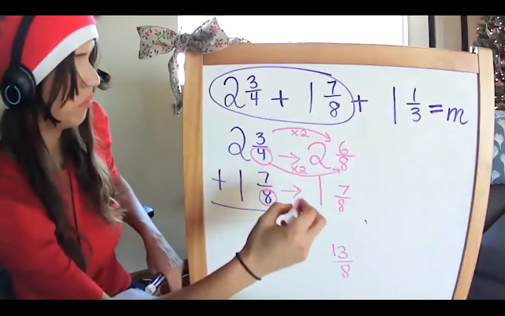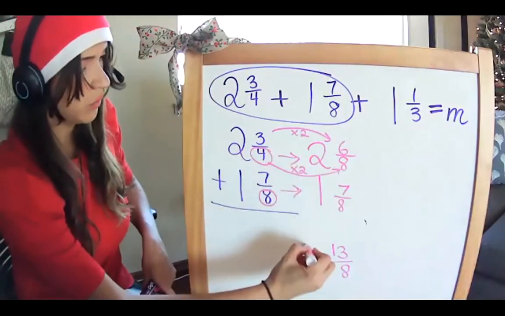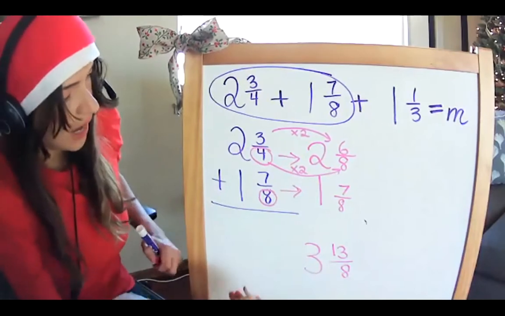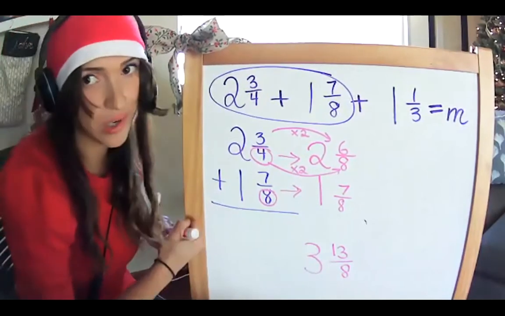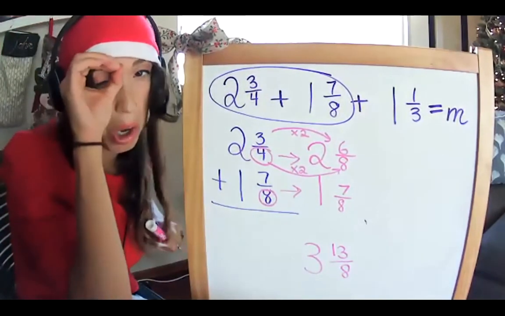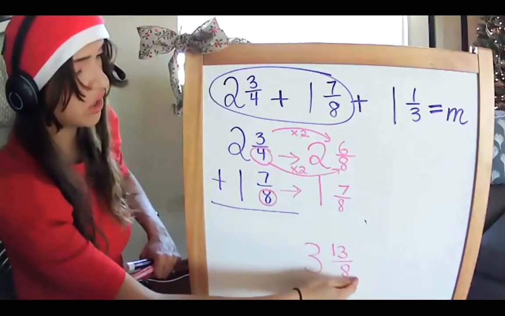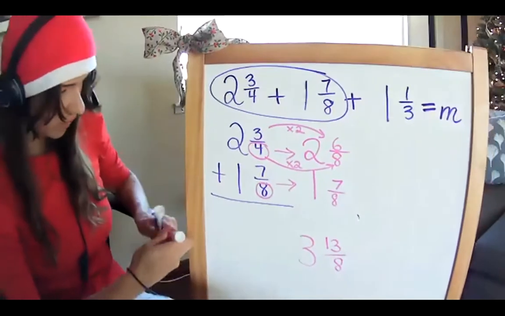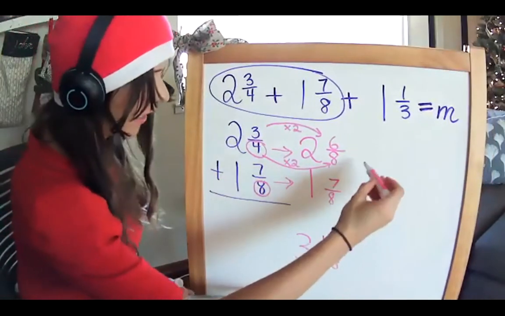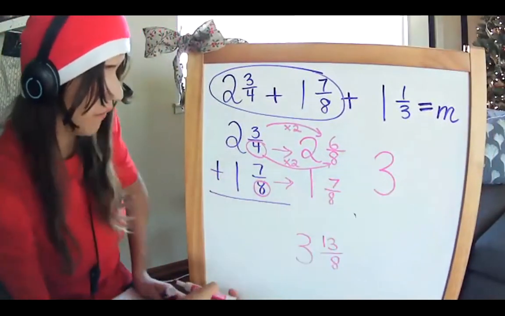13/8. 2 plus 1 equals 3. Again, I look at my fraction and I see that it's improper. Our numerator is greater than our denominator, so we're going to have to divide. I'm going to keep my 3 so I don't forget it.